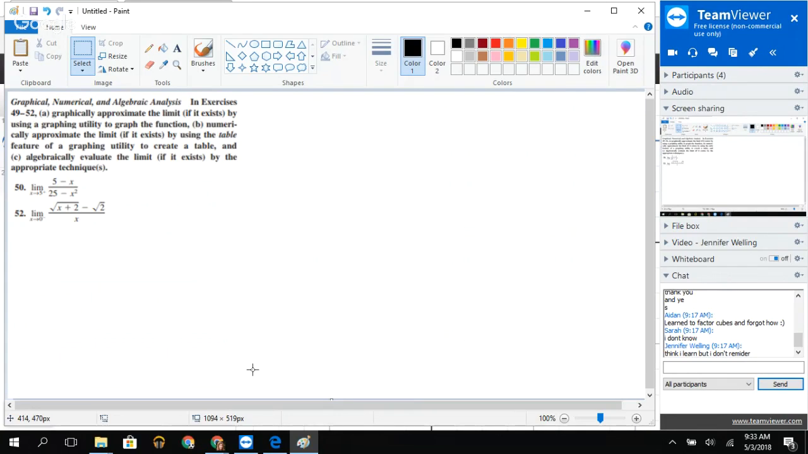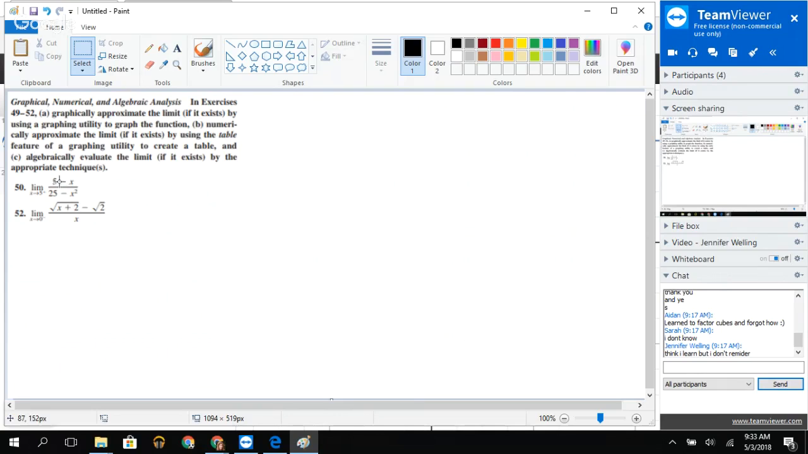For example, if we wanted to do number 50, we'll do this quickly. In exercise 50, part A, graphically approximate the limit if it exists by using a graphing utility to graph the function. Part B, numerically approximate the limit. And part C, algebraically evaluate the limit. So it's a good review of all of our different functions, but let's see how this plays out.